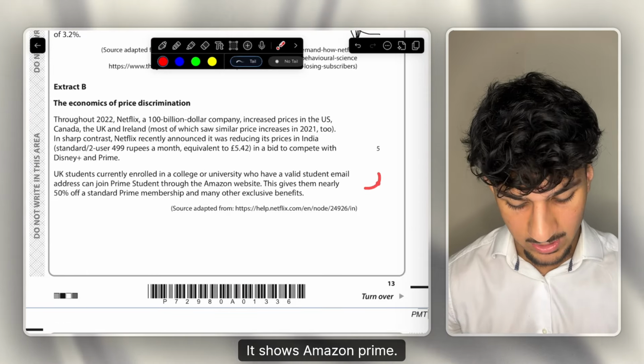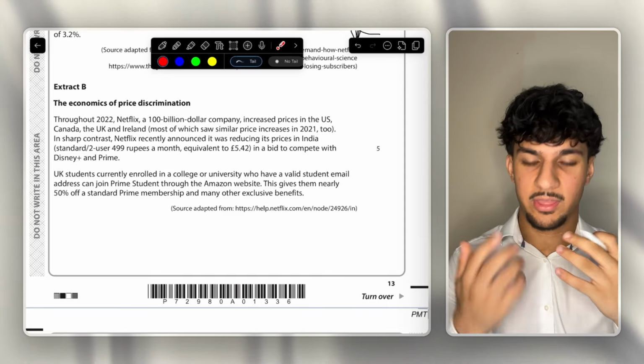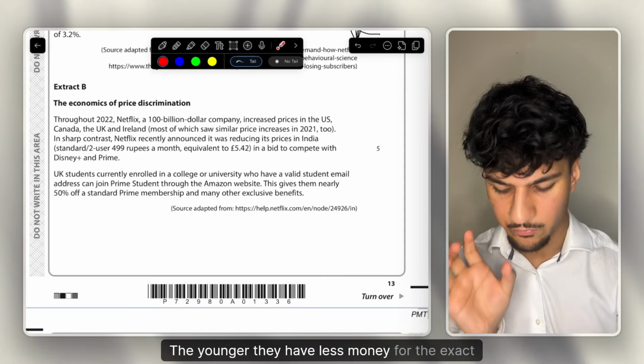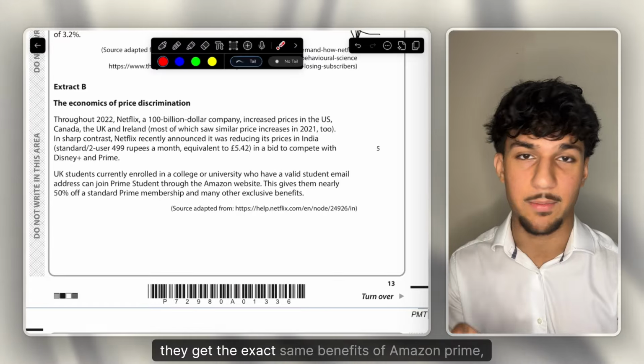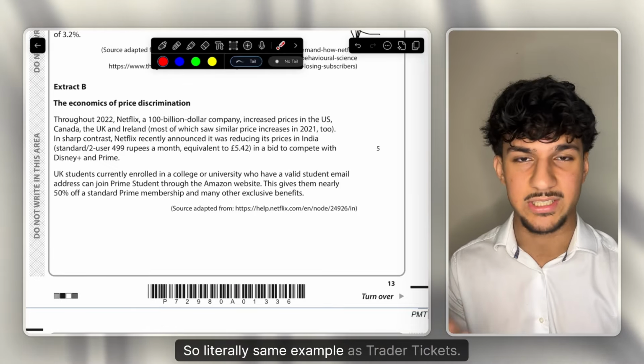It shows Amazon Prime. So students receive 50% off. Like I said, students, just because they're younger, it's literally the exact same example. The younger, they have less money for the exact same product. They get the exact same benefits of Amazon Prime. They just get charged less. So literally the same example as train tickets.